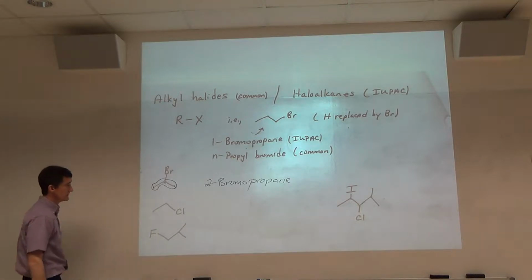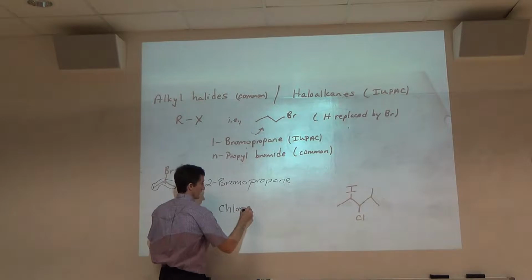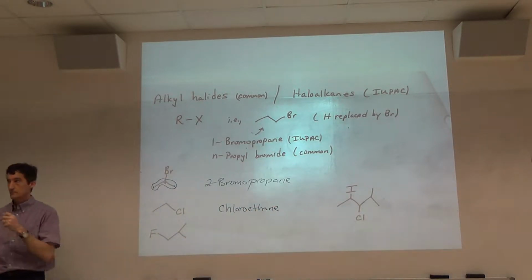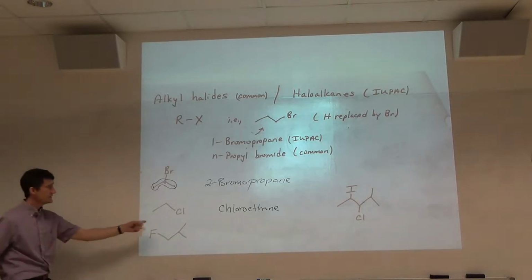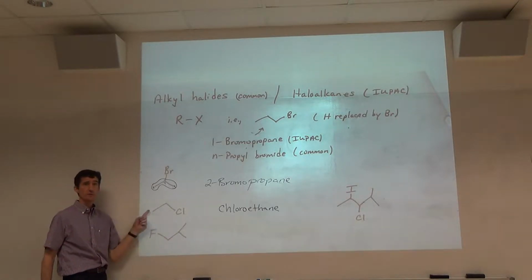So what is this? Chloroethane. Two carbon chain. Please don't count that as a carbon. I see lots of students want to call it propyl for some reason. There's no three carbon chain here. It's a two carbon chain. And that's a substituent on there. Question? If it's at the end, you won't put the number. Don't need a number. Why don't you need a number?